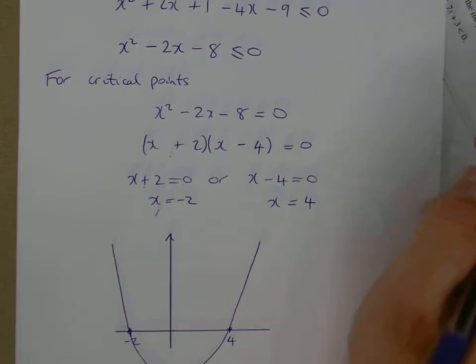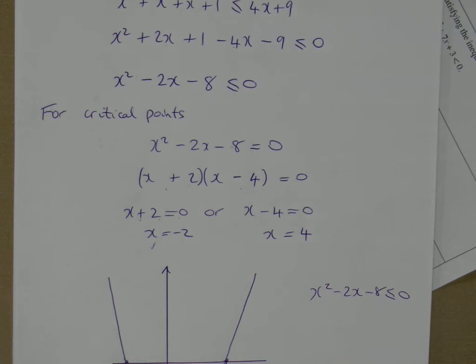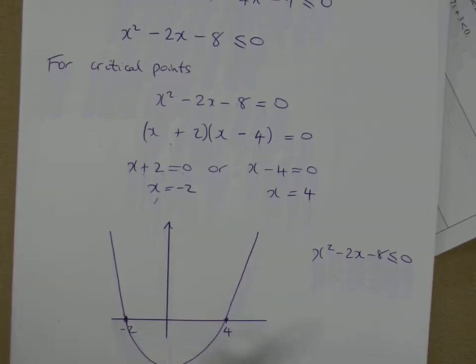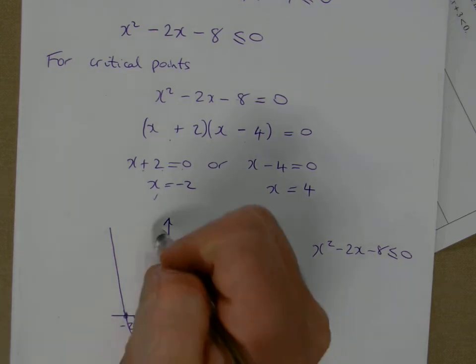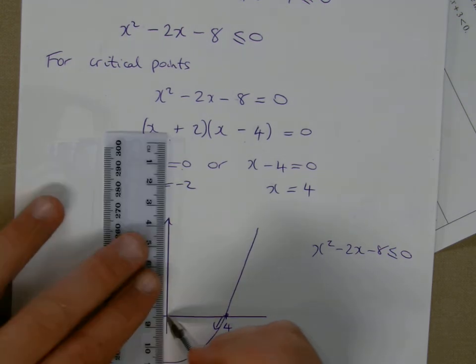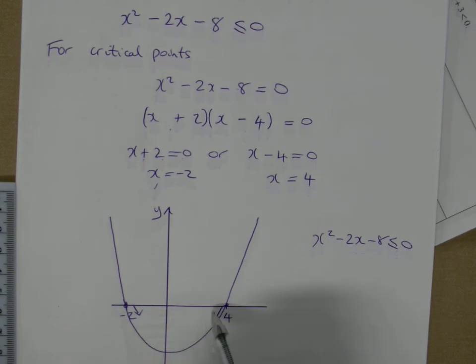Now going back to our inequality, if you refer back to the inequality here, remember we wanted the quadratic to be less than 0. Now if it's less than 0, of course we need to be in the negative region of the y-axis here, the negative y values. And the negative y values, the section of the graph is here, isn't it? If you think about it, all the values between minus 2 and 4 will give us negative values for this inequality. So between minus 2 and 4.